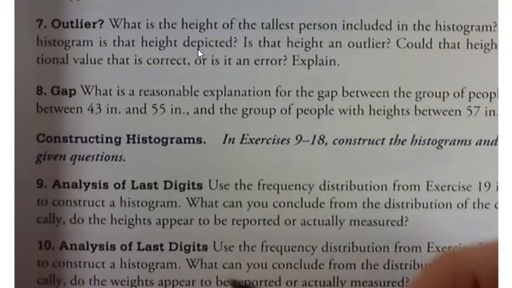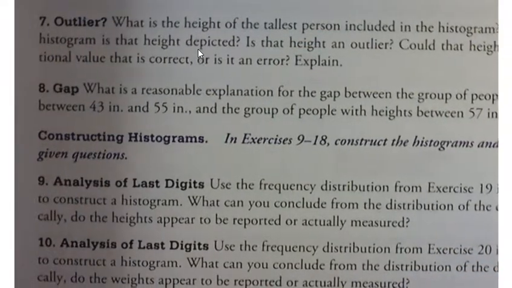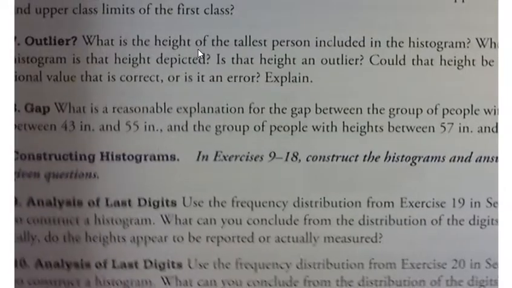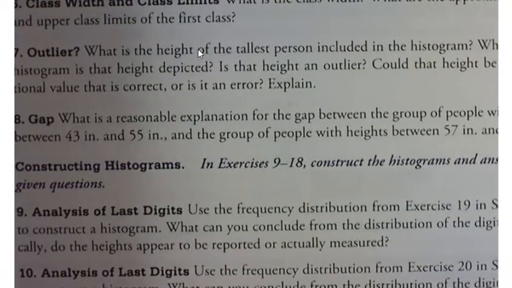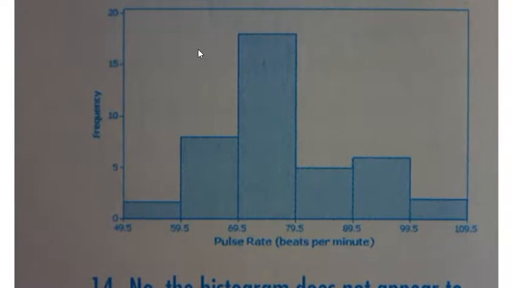We already graphed the last digit data, so let me skip down to another one. Problem number 12. Let's see if I can zoom in a little bit on the actual histogram. So you don't have this for your cells yet, but this is the histogram of data from one of the previous exercises in section 2.2 for the pulse rates of healthy females.